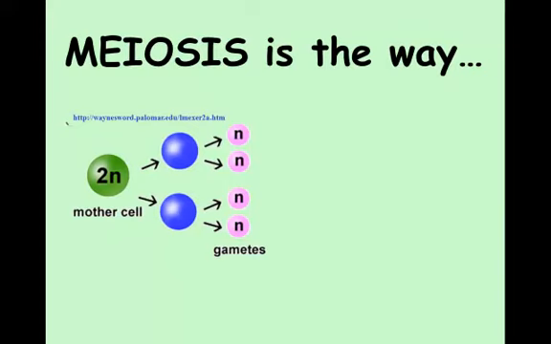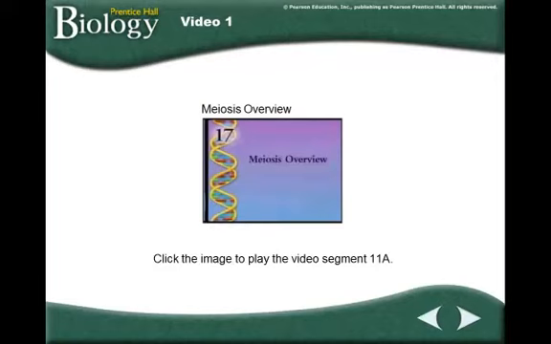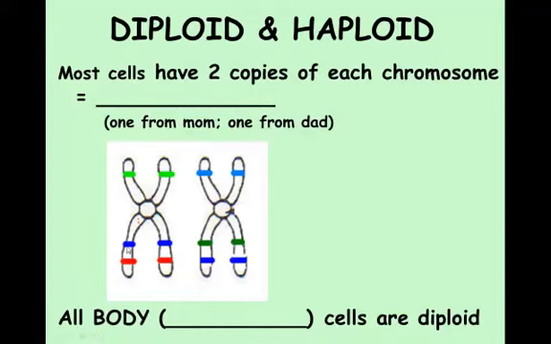Because remember, mitosis makes cells that are exactly like the starting cell. So I'm going to take my starting cell, and we're going to do a double division and end up with 4 cells that have half the number of chromosomes. And meiosis is the kind of cell division that's going to allow us to do that. So we're going to look a little bit closer at meiosis. We're going to come back to this little video, and we need to talk about a little vocab before we look at the video.